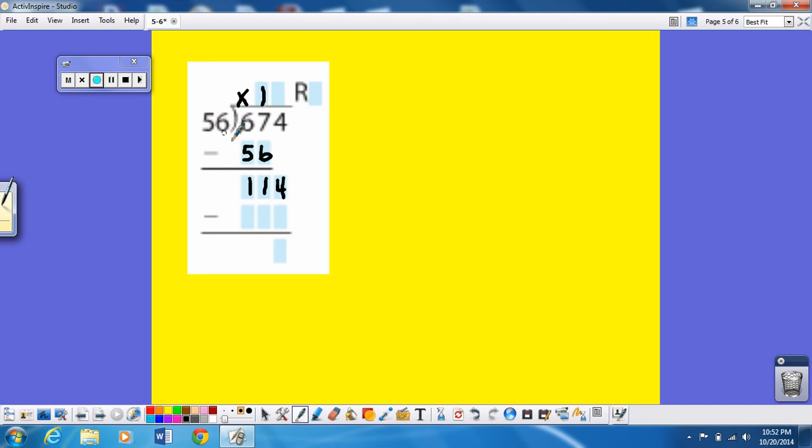Now, 56 into 114. Let's see what 56 times 2 is. 2 times 6 is 12. 2 times 5 is 10, and 1 more is 11. Oh, perfect. This is 112. So times 2, we already know is 112. Subtract. There's nothing to bring down, so I know my answer is 12, remainder 2. Let's check it real quick.